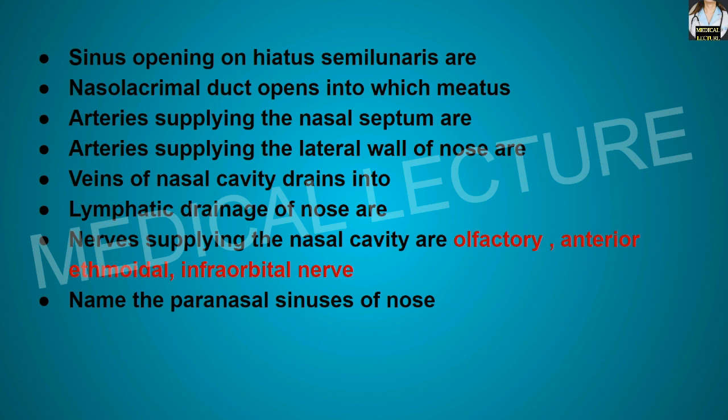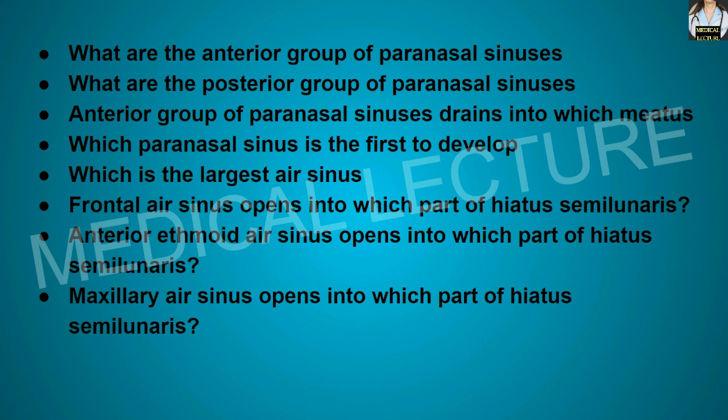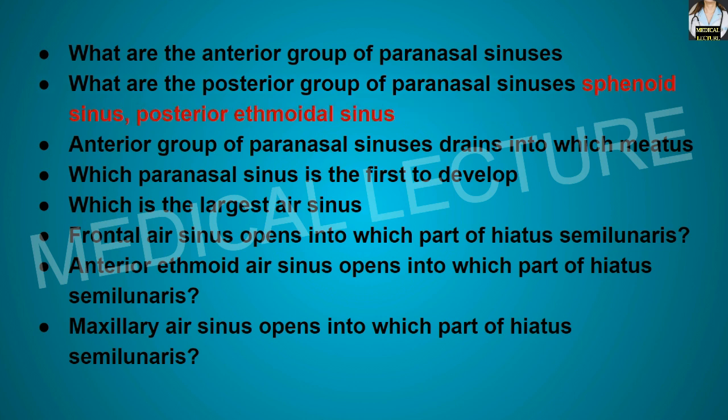Name the paranasal sinuses of the nose. They are the frontal sinus, maxillary sinus, sphenoidal, and the ethmoidal sinus. What are the anterior group of the paranasal sinuses? Maxillary, frontal, and the anterior and middle ethmoidal sinuses are the anterior group. While what are the posterior group of the paranasal sinuses? They are the sphenoid sinus and the posterior ethmoid sinus.